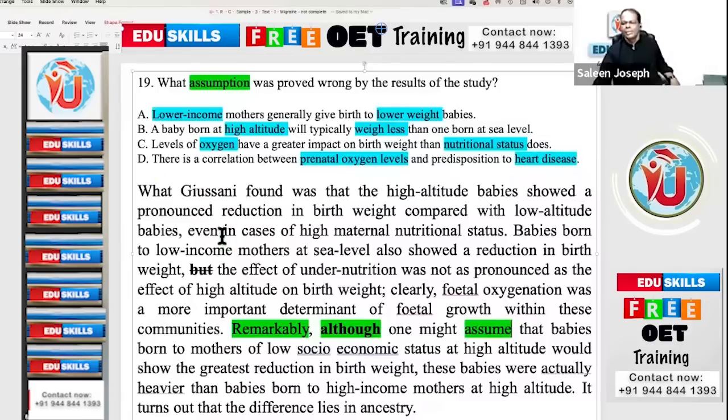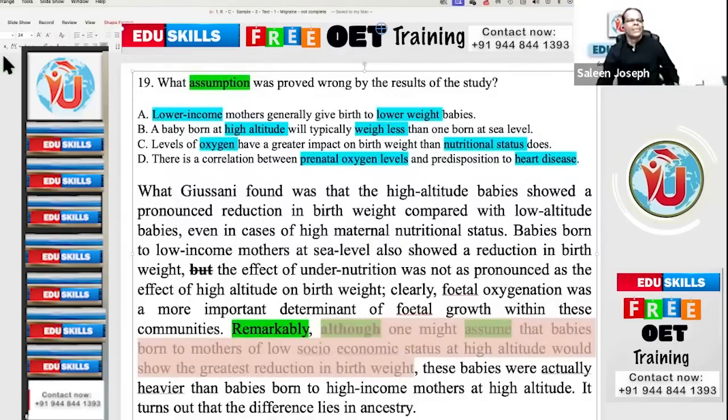Although one might assume, and if a sentence begins with although, if there is a complex sentence, the answer will be in the independent clause. Answer will be in the independent clause. Although one might assume that babies born to mothers of low socioeconomic status at high altitude would show the greatest reduction in the birth weight, that first part is the dependent clause. Then there will not be an answer in the dependent clause. So you can just ignore it and go to the independent clause.